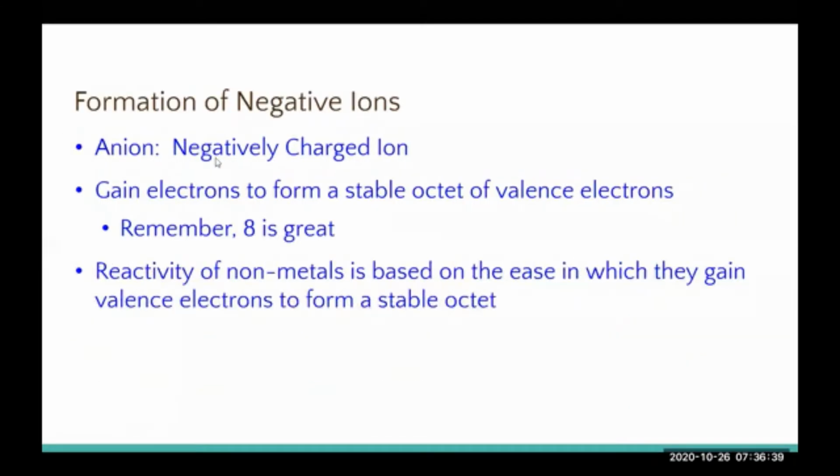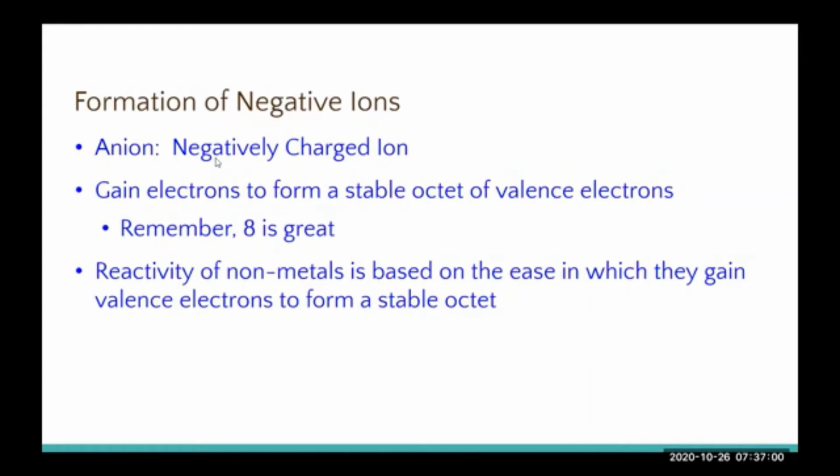Okay, so let's talk about negative anions, or ions. They're called anions. They're negatively charged ions. These are ions or elements that gain electrons. So when you're gaining a negative, you become more negative to form a stable octet. They gain their valence electrons.